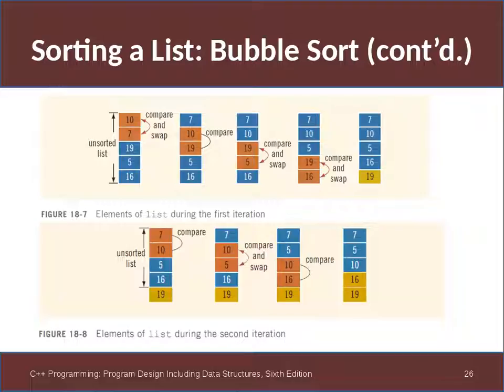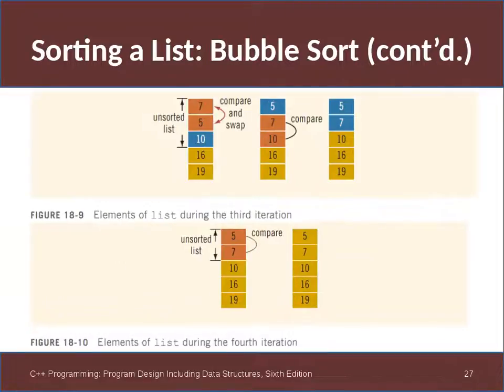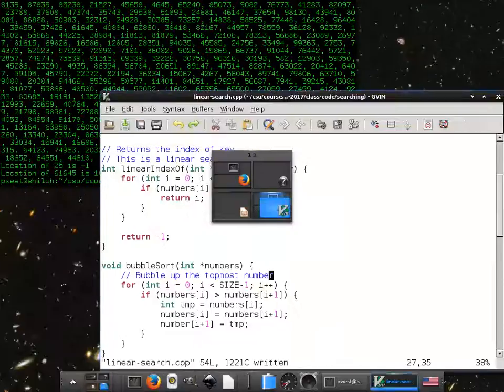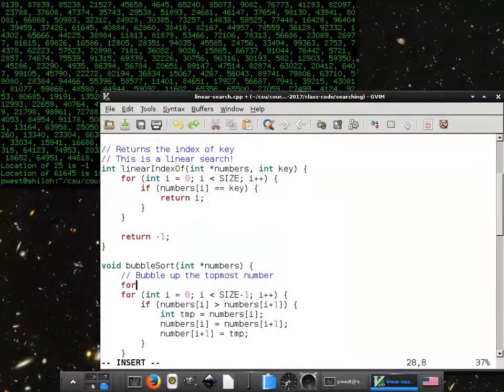Hold on. We had 1, 2, 3, 4. So there are 4 iterations. And the size of the array is 5. So we need to do this the size of the array number of times. All right, so I'll do another for loop. For int j equals 0, j is less than size, j plus plus.